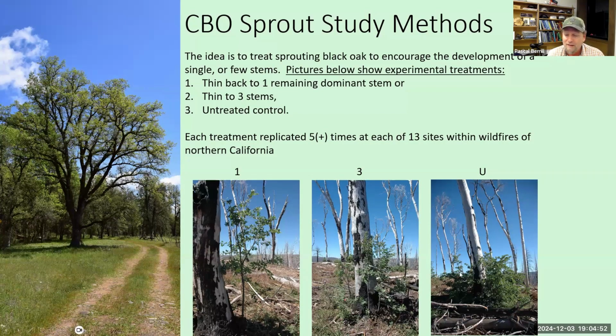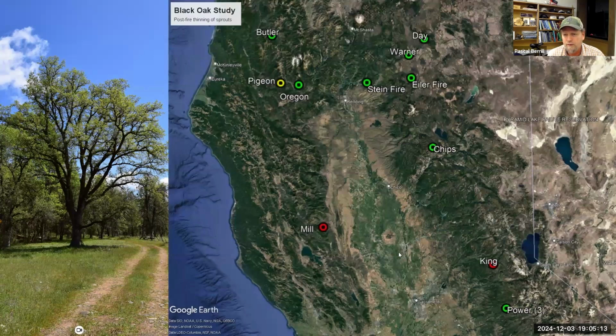So that's our experiment. We did this 5 times in each wildfire, and we looked at 13 different wildfires around Northern California. So you all see the treatments here: thin down to 1 stem, thin down to 3 stems, or just do nothing. That's what we're going to be talking about from now on. These are the fires that we worked in. So our experiment is Northern California wide. It covers a good range of environments, and these are all different wildfires that we thinned these young resprouting oaks in.